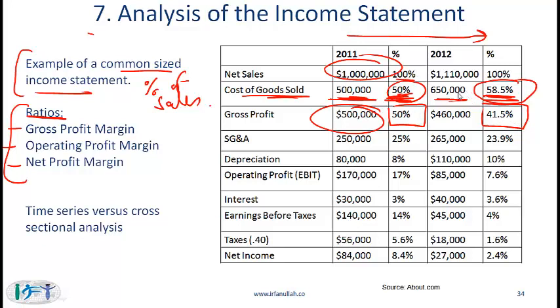The operating profit margin is essentially the operating profit or EBIT divided by sales. In this particular case, the operating profit margin is 17% in 2011 and down to 7.6% in 2012. So that also is a negative trend. Net profit margin is the net income divided by net sales, and notice that that number is going down also.